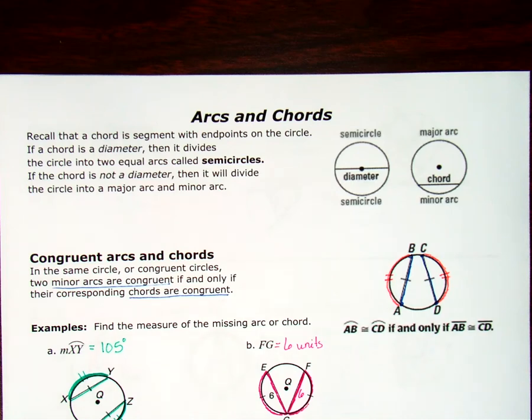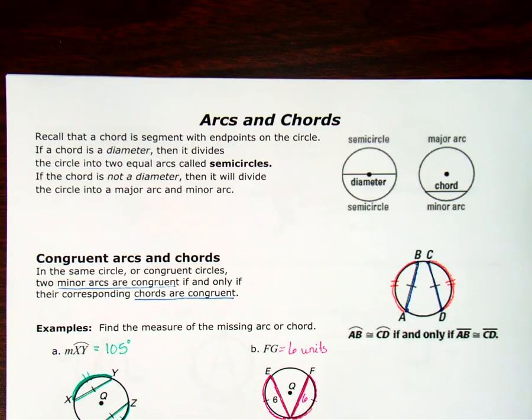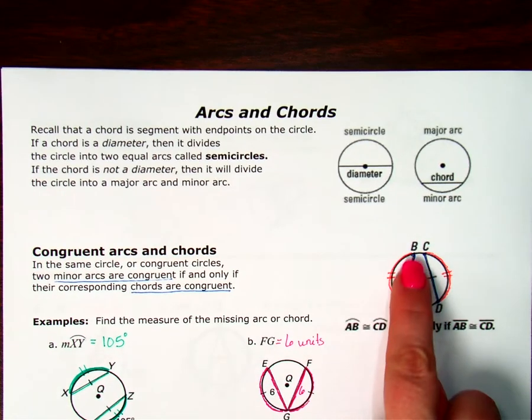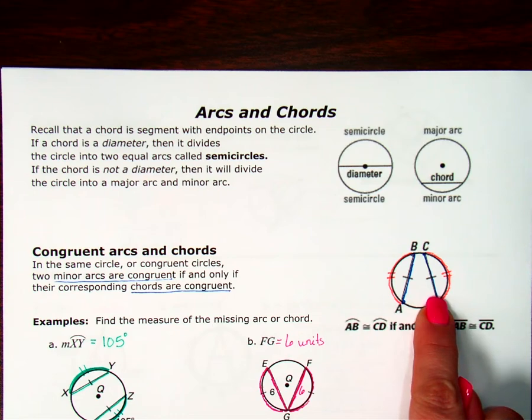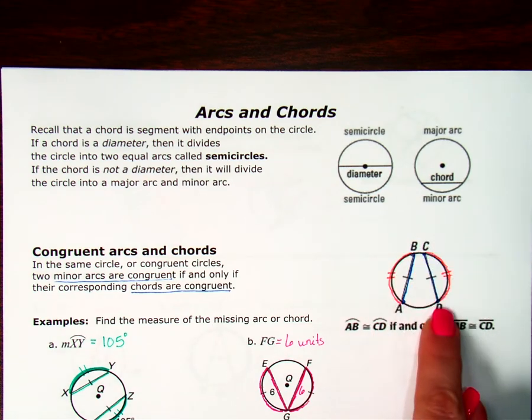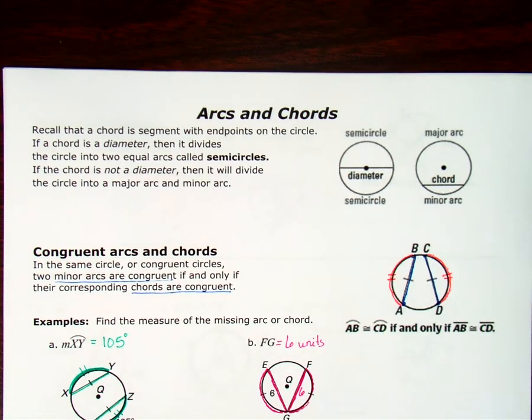Welcome back to the last video for day 5 of Unit 9A. We're looking at arcs and chords, and we've talked about 3 properties. The first one is if 2 chords are congruent, then their arcs are congruent, and the converse works. If the arcs are congruent, then the chords are congruent.